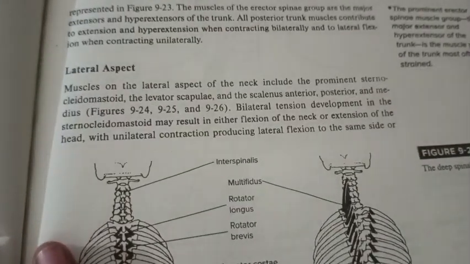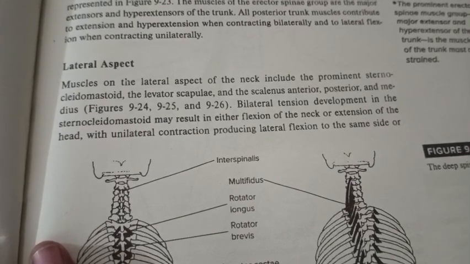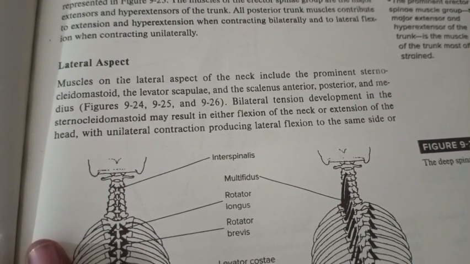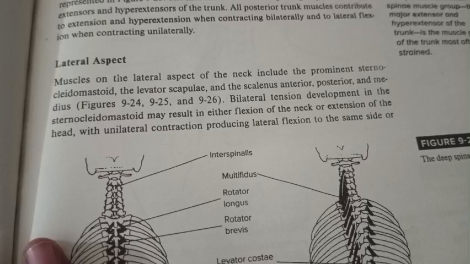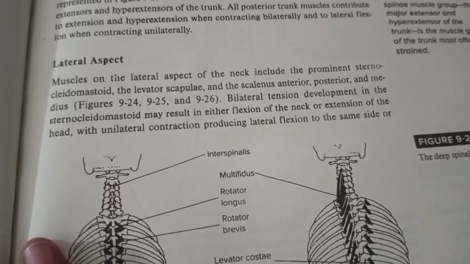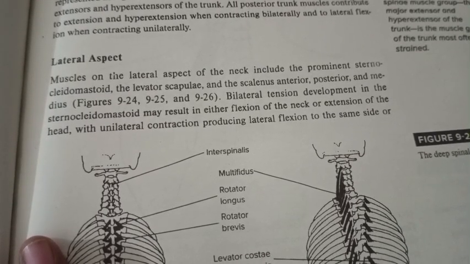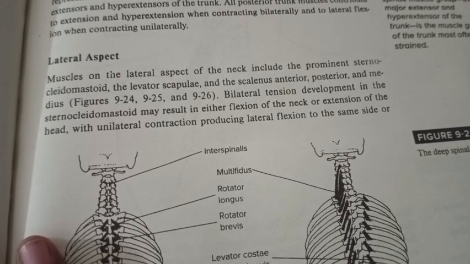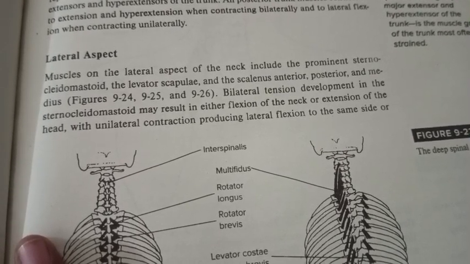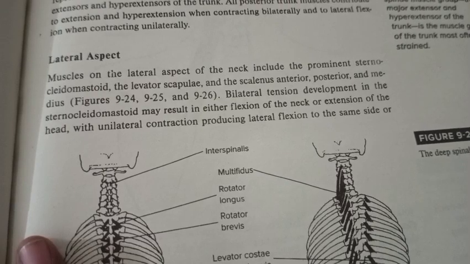Now we are talking about the lateral aspect. Muscles on the lateral aspects of the neck include the prominent sternocleidomastoid, levator scapulae, and scalenus anterior, posterior, and medius, and also produce unilateral and bilateral movements.